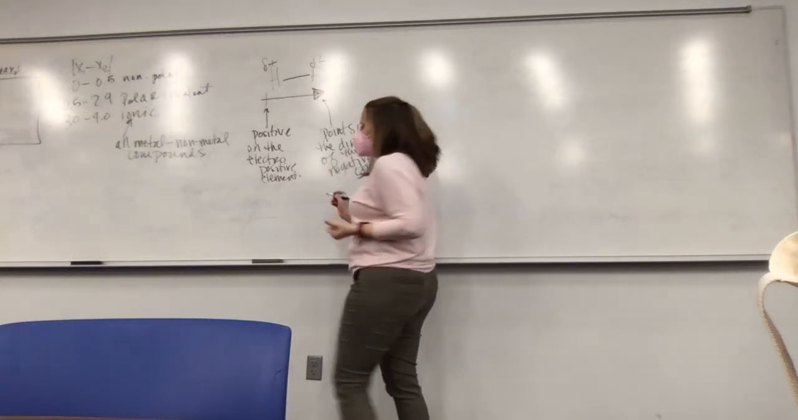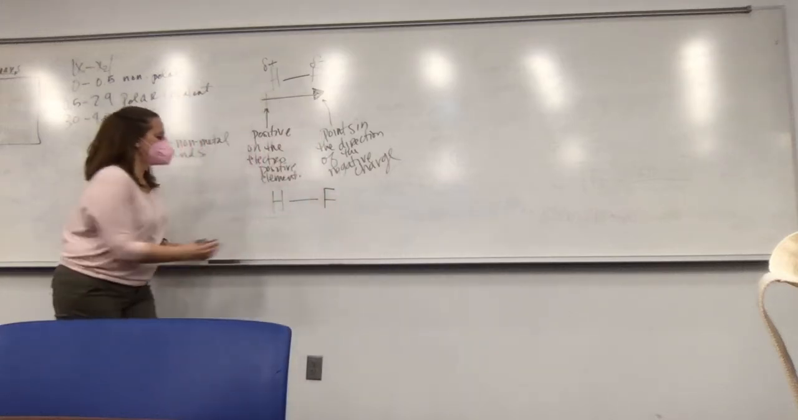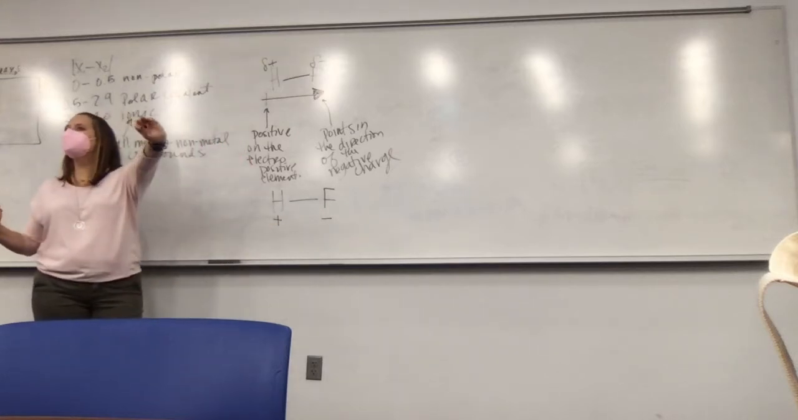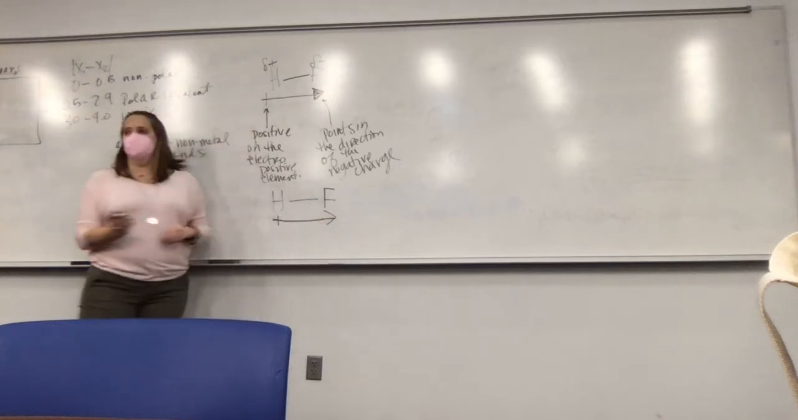When you think about this, if we have hydrogen and fluorine, this has the positive sign and this has the negative sign. So you basically just connected those two structures and made an arrow out of one side.